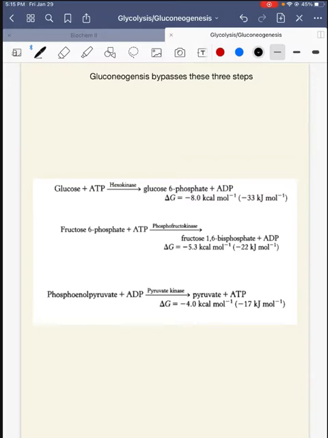Okay, so the three enzymes we need to bypass are the hexokinase enzyme, the PFK, and the pyruvate kinase. All the other enzymes run in the opposite direction. We need to somehow bypass these three enzymes to regenerate glucose back for the cell.